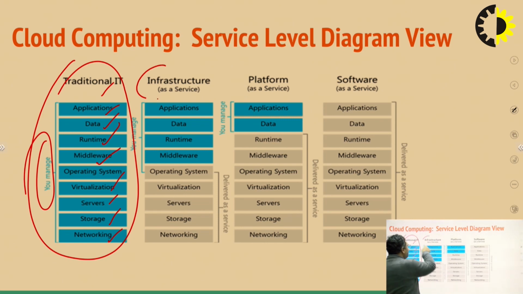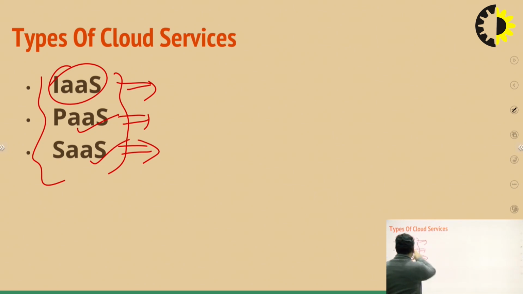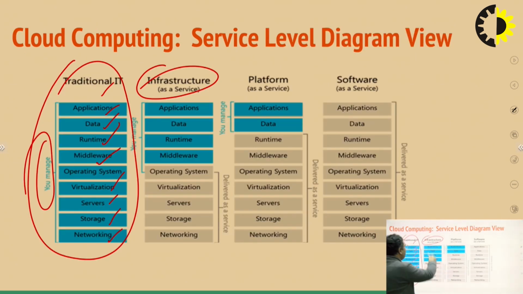But if you are using infrastructure as a service, which I just talked about in the last slide, this is the service of the cloud by the cloud providers. So now if you are using this service, all these things will be delivered as a service to you by the cloud providers. What is that? Networking, storage, servers, virtualization, and operating system.